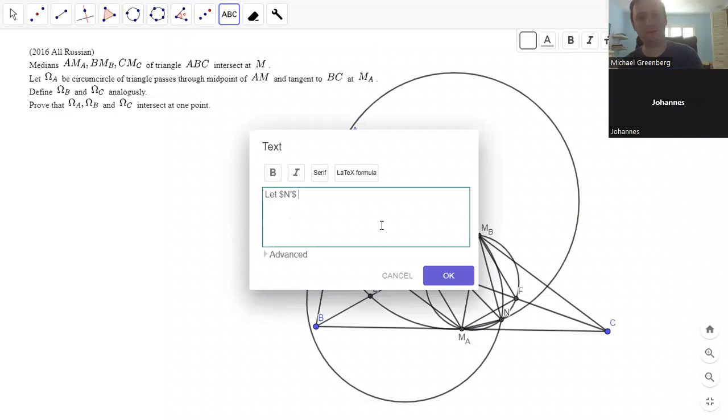Slip point of A, B, C, M. Reflect the three corresponding nine-point circles over M. Let them concur at N.